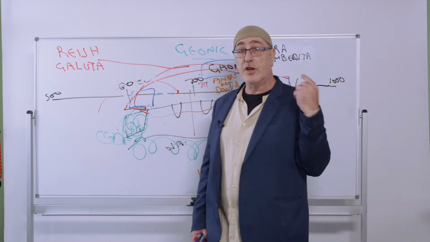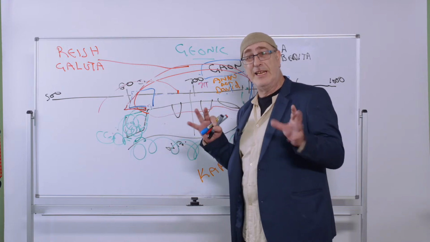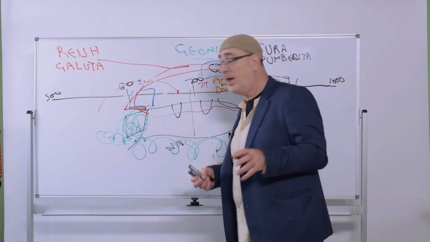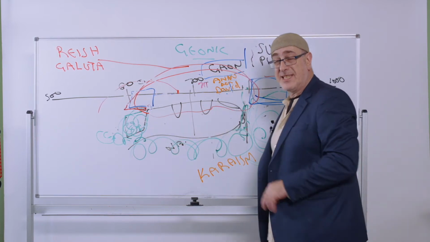I know that there's a lot of zooming in and out and going back and forth across the map, but there's no other way to really talk about the Geonic period except in this way. I want to come now back to Babylonia because things are busy.